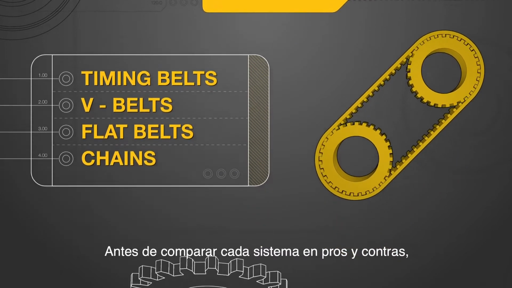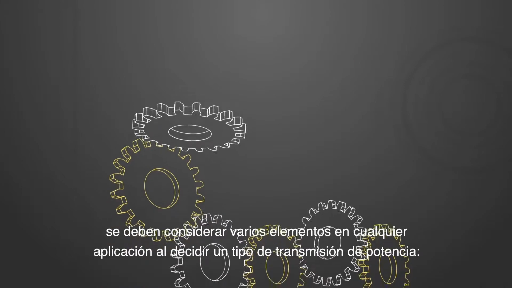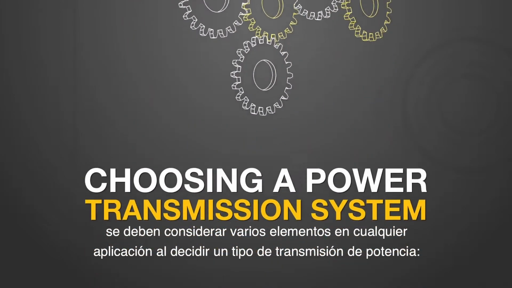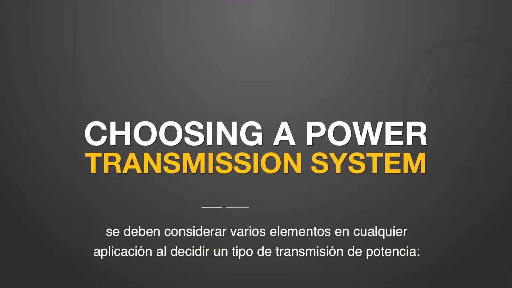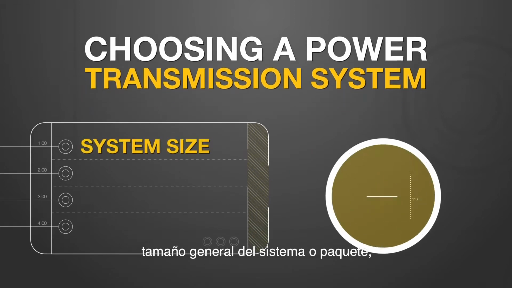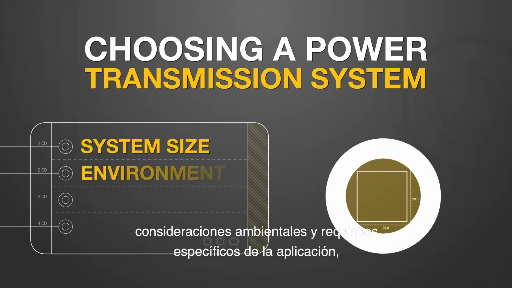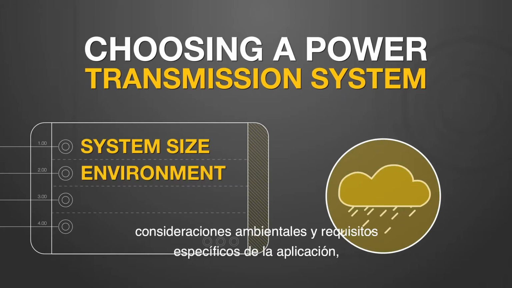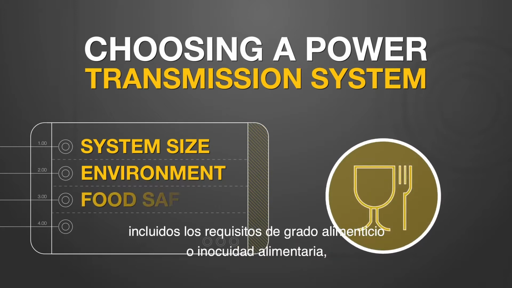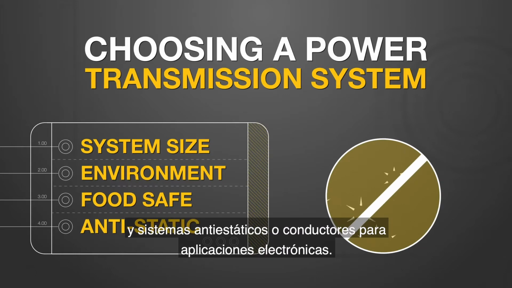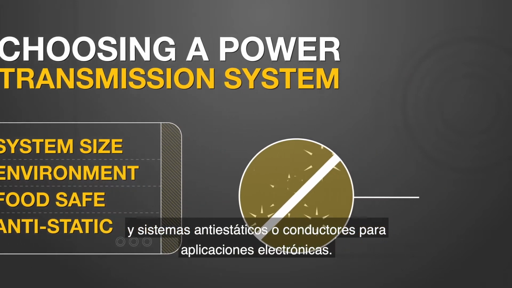Before comparing each system for pros and cons, several elements need to be considered in any application when deciding on a type of power transmission. Overall system or package size, environment considerations, and application-specific requirements, including food grade or food safe requirements, and anti-static or conductive systems for electronic applications.